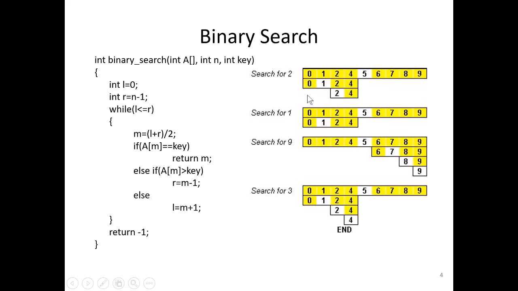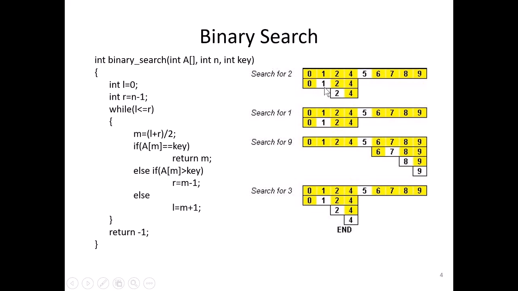When you try to find the mid value, the L value at the time is 0, and the R value is 3. So just apply the formula 0 plus 3 divided by 2. The output will be 1. Okay. So mid element is 1.